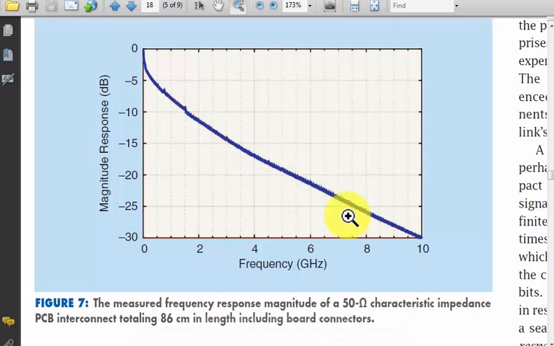Now, alternating data is not a 5 gigahertz sine wave, but still that is a good way of doing it. So in this case, what is the attenuation at 5 gigahertz?